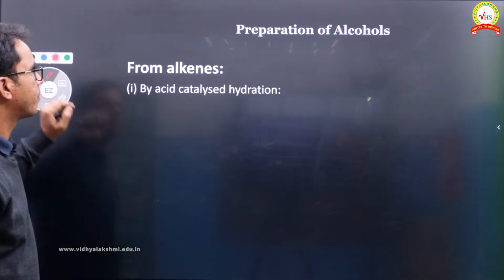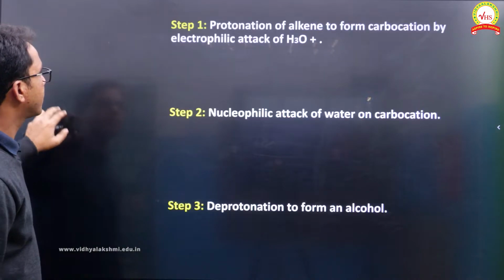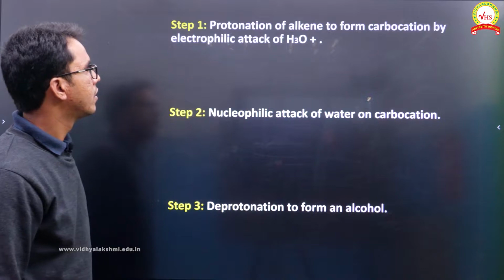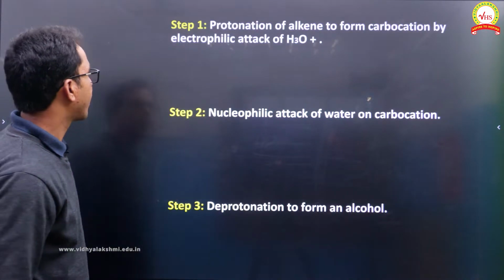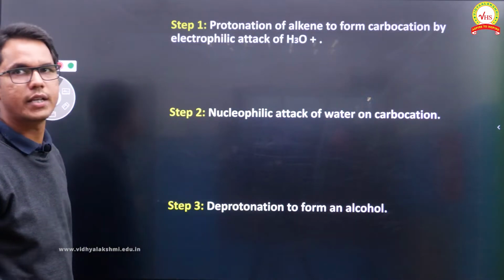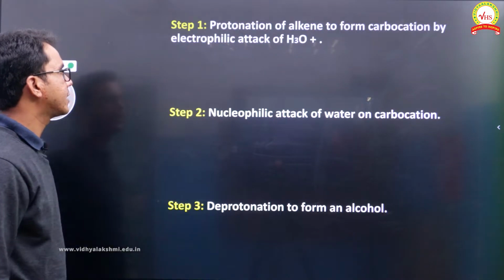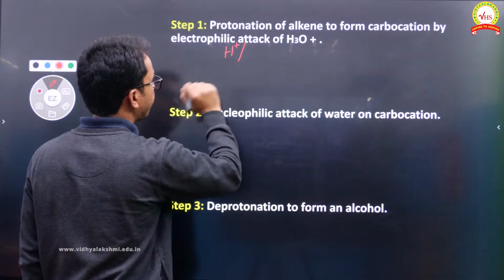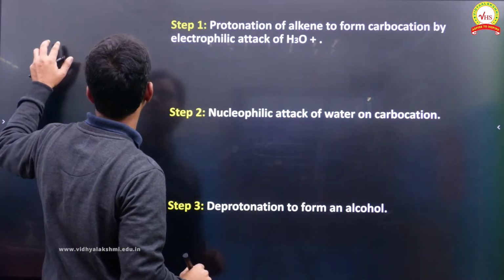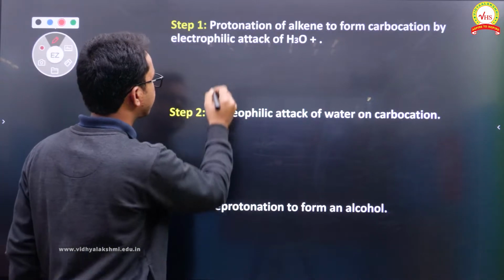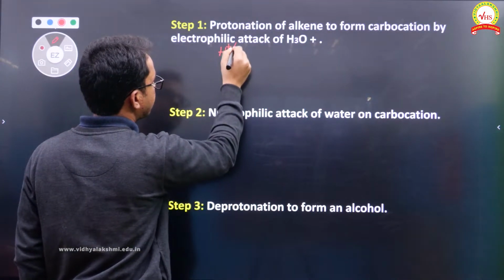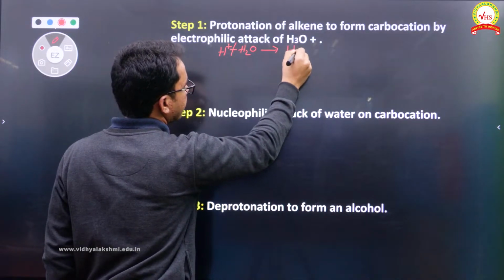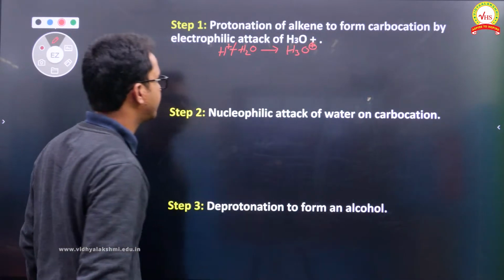Let us take the first one here. What is this? Protonation of alkene to form carbocation by electrophilic attack of H3O plus, okay? It is acid catalyzed hydration, right? Let us take water plus acid, which gives hydronium ion, that is H3O plus, okay.